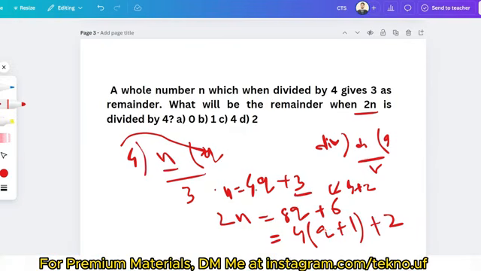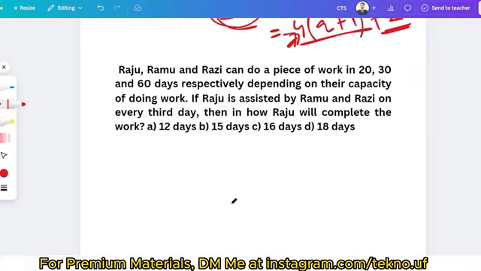You can see it is clear that this number is divisible by 4, but is this one divisible by 4? No. When n is divided by 4, the remainder was 3, and when 2n is divided by 4, the remainder is 2. This way you can solve it, so option D will be the correct answer. Let me go to the next problem.